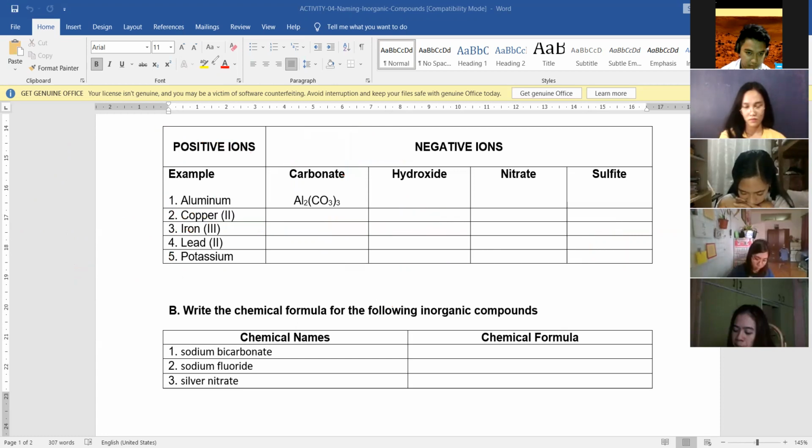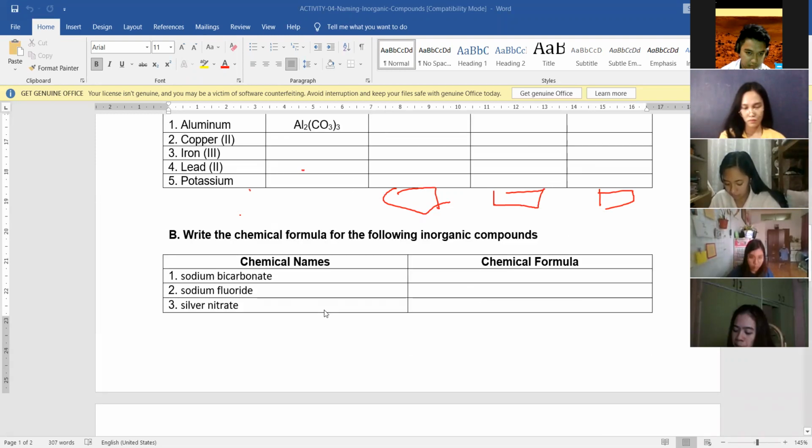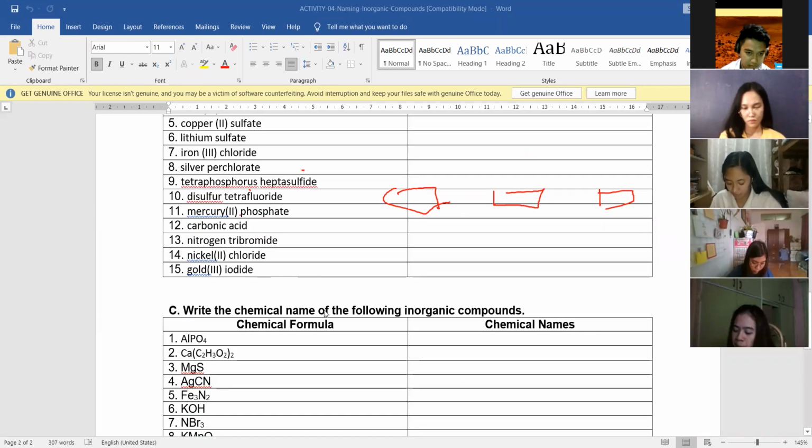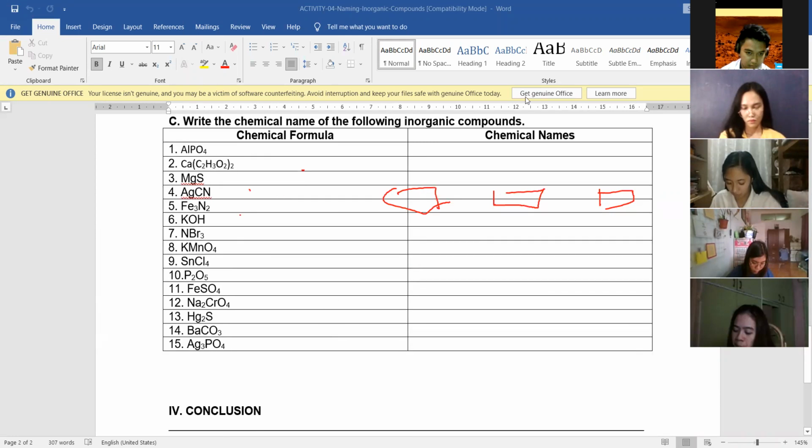So ang inyong himuon diri kay again i-combine lang ninyo aluminum. Ang next ninyo nga himuon, i-combine ninyo aluminum and hydroxide. Tapos isulat ninyo dinhi ang iyahang chemical formula. Aluminum ug nitrate, aluminum ug sulfide. Tapos number 2, copper ug carbonate, copper ug hydroxide, ana lang. And then sa letter B, that's the same thing. You write the chemical formula also here sa mga given. Tapos, sa letter C is the naming.